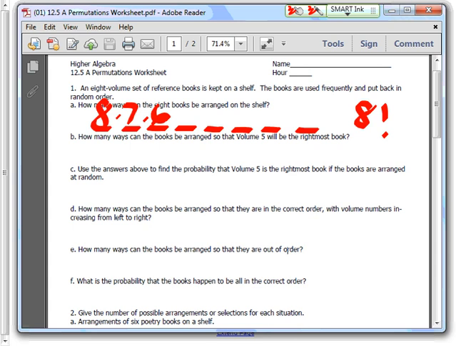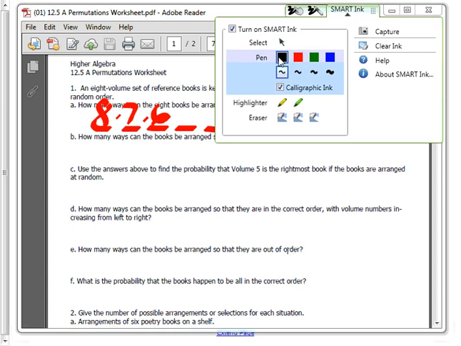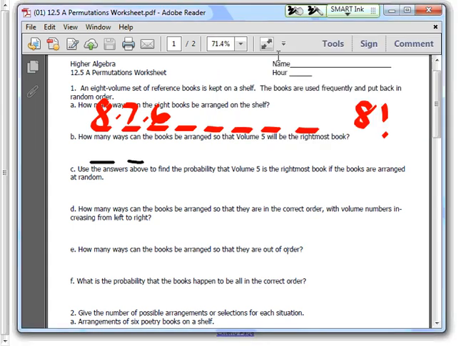How many ways can the books be arranged so that volume 5 will be the rightmost book? All right, I would make 8 blanks again. And let me make a smaller pen here. Let me make it black. 1, 2, 3, 4, 5, 6, 7, 8 spots. And the volume 5 has to be the rightmost book. There's only one choice for this one.